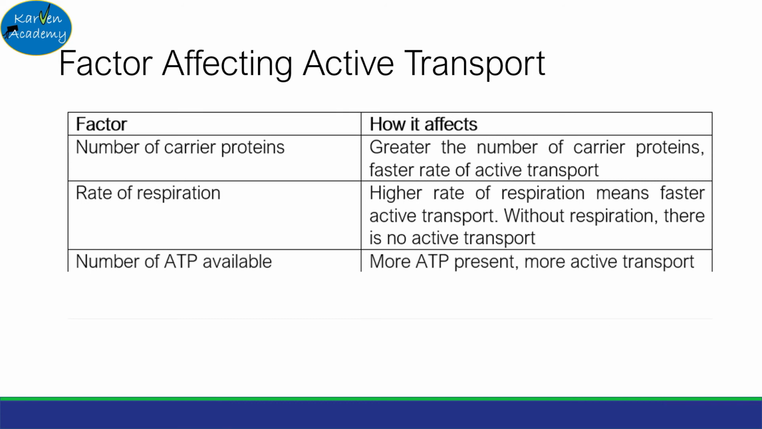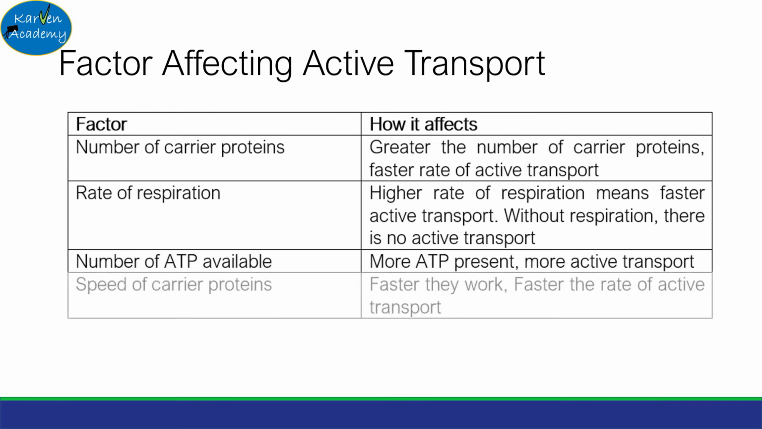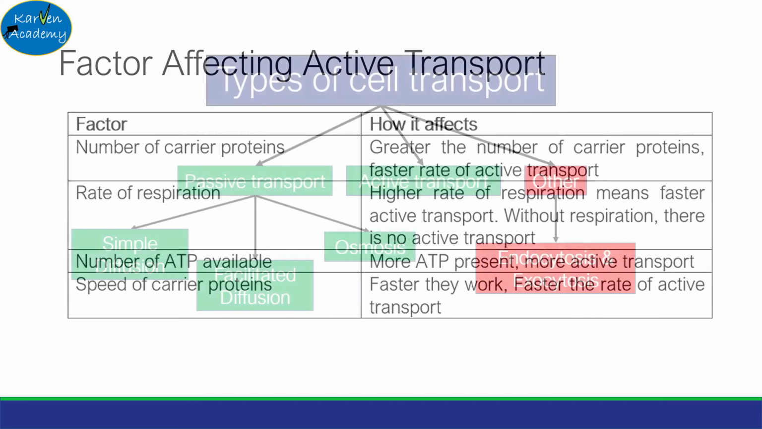Then we have the amount of ATP available. Again, more mitochondria means more ATP means more active transport. Also the speed of carrier proteins. Carrier proteins work at different speeds, and the faster they work, the faster the rate of active transport.